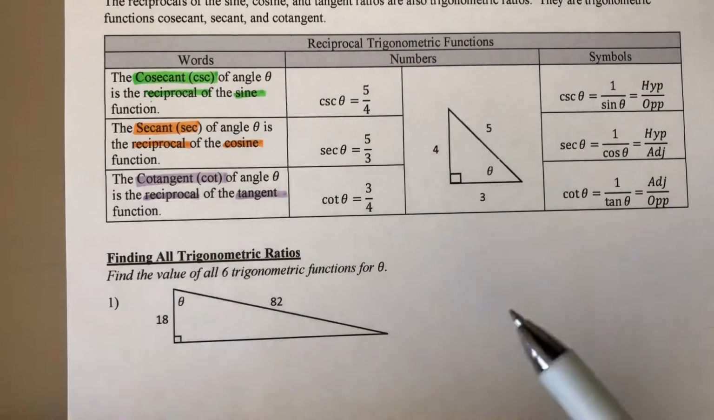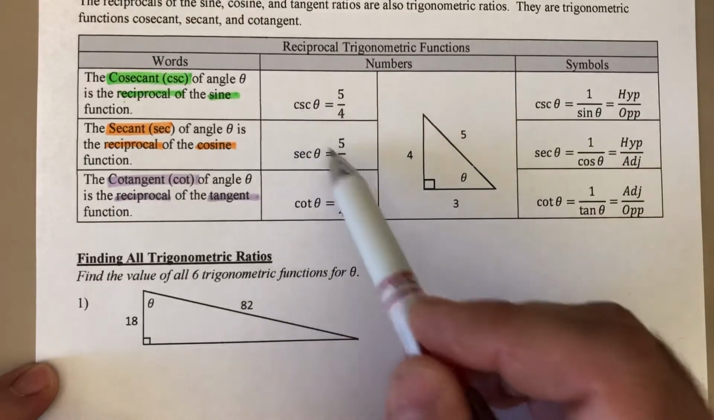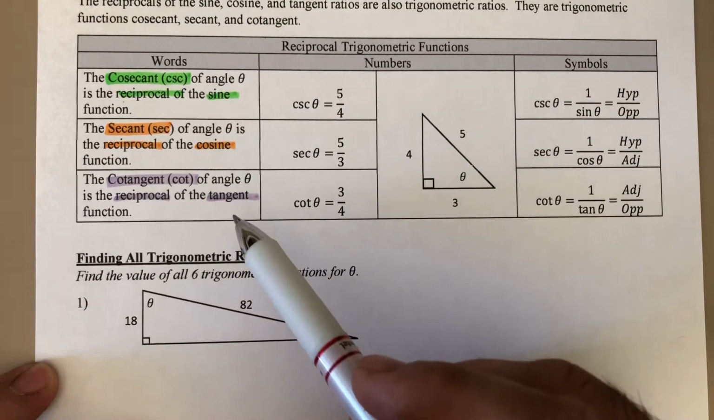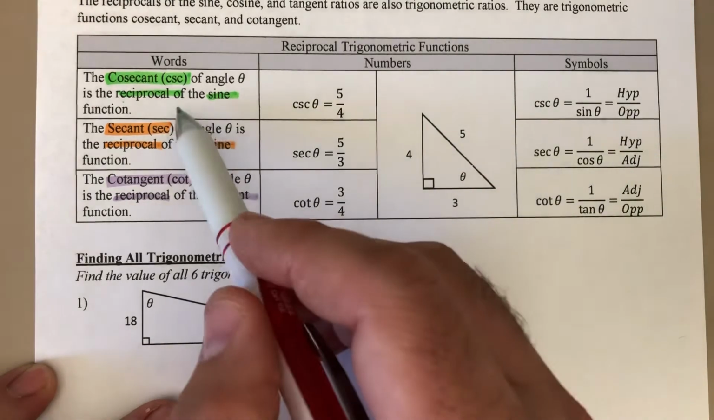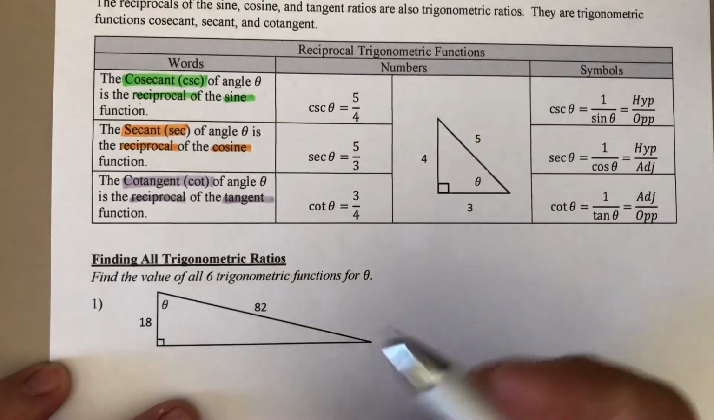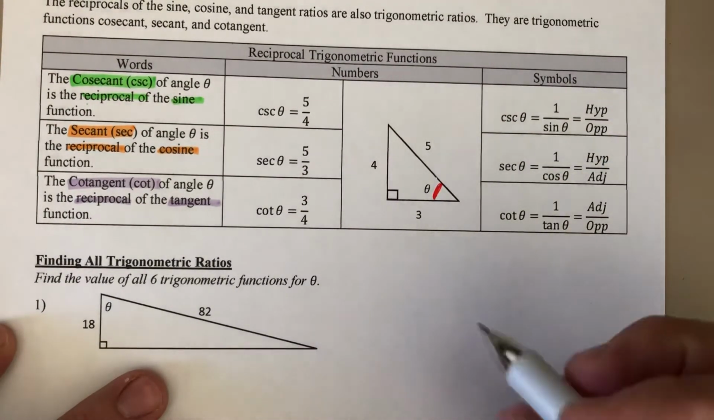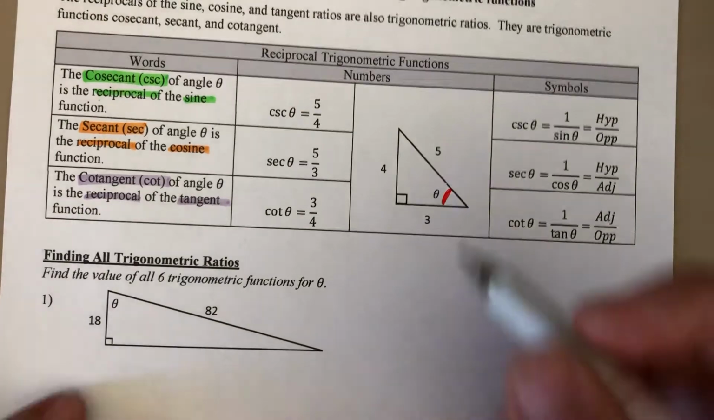As far as the rest of it, to be quite frank, to find cosecant, secant, and cotangent, what I do is I find their reciprocals. I find sine, cosine, tangent, and then just flip them. So don't beat yourself up if you don't understand this. They're just the flips. Reciprocal means flip the fraction.